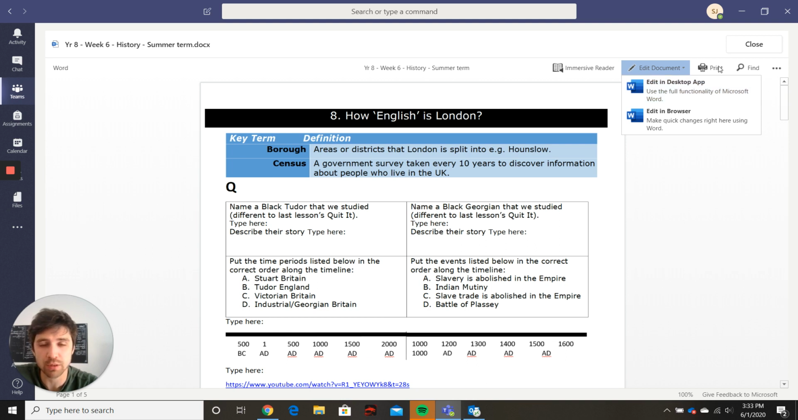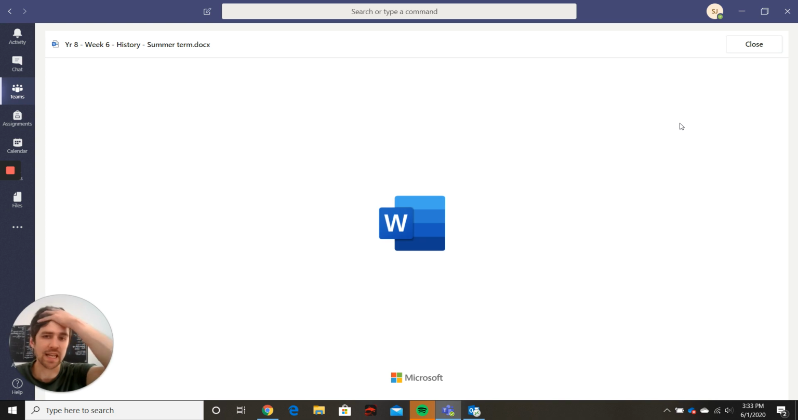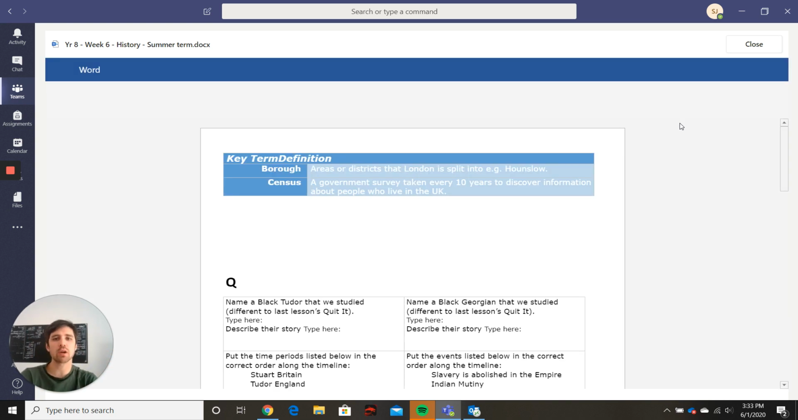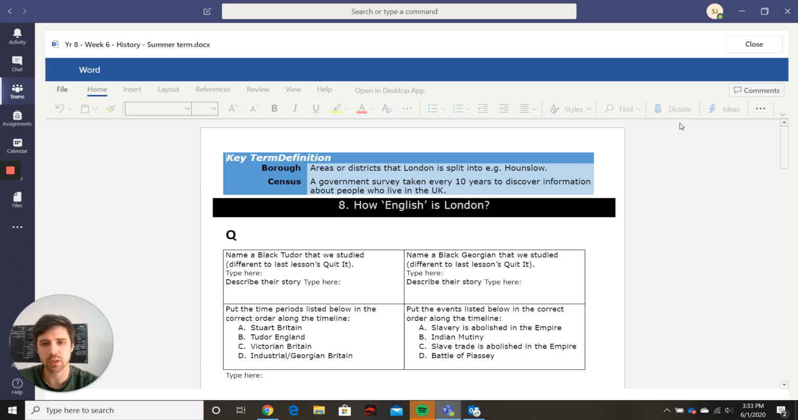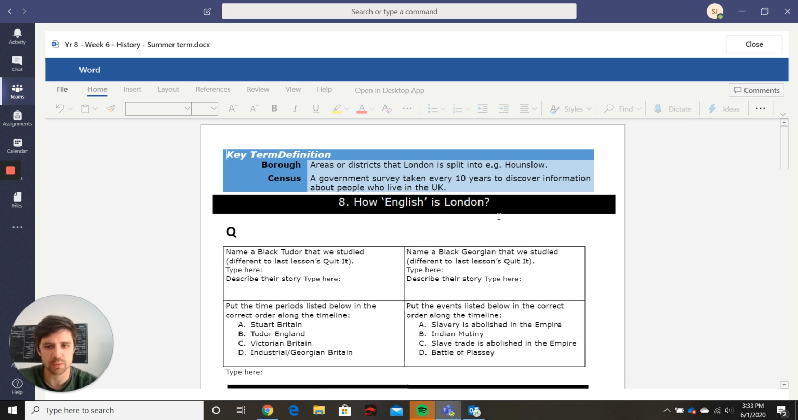Of course, you could always print it off and do it on paper too, and then upload it by taking a photograph. Or the easier way is to click Edit in Browser. And as you know, it will move things around, but don't worry about it. Doesn't matter. You can still do it, and it goes back to normal afterwards.